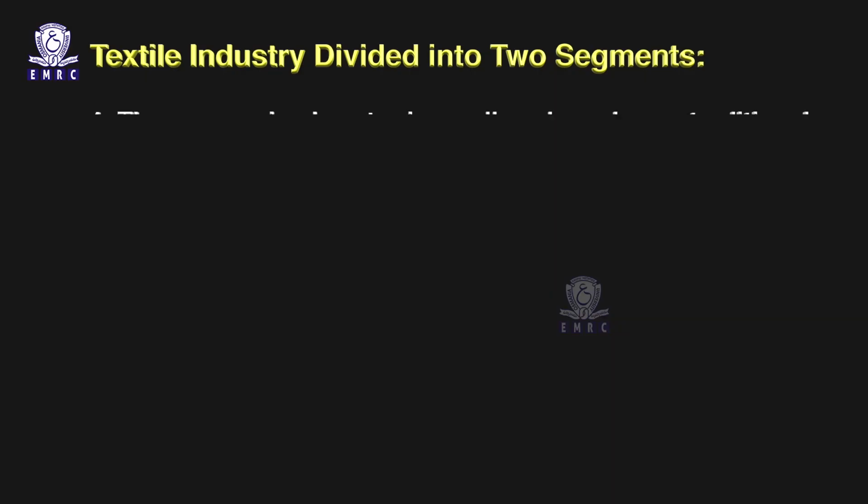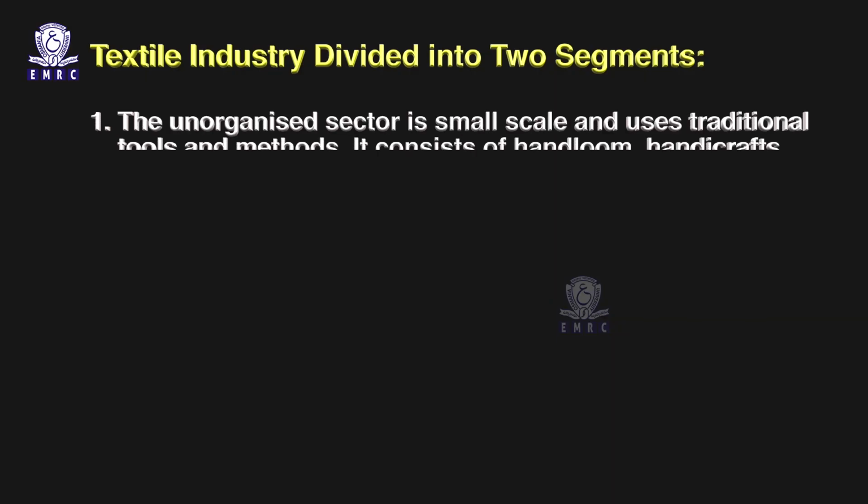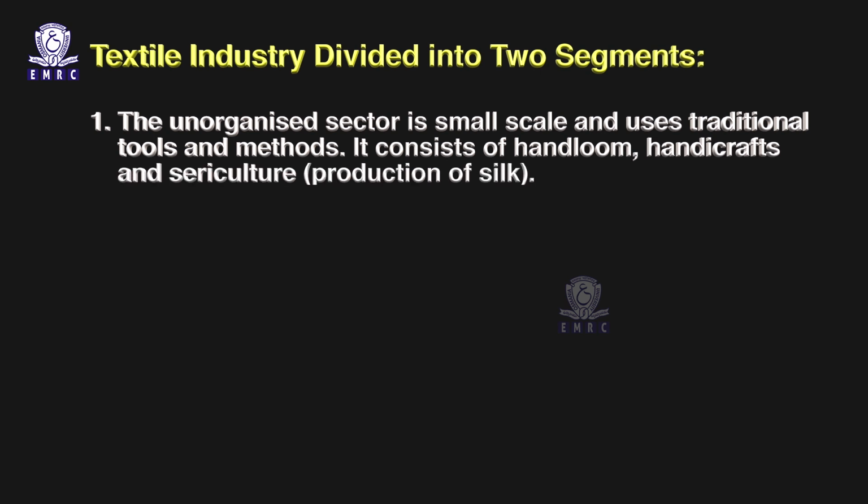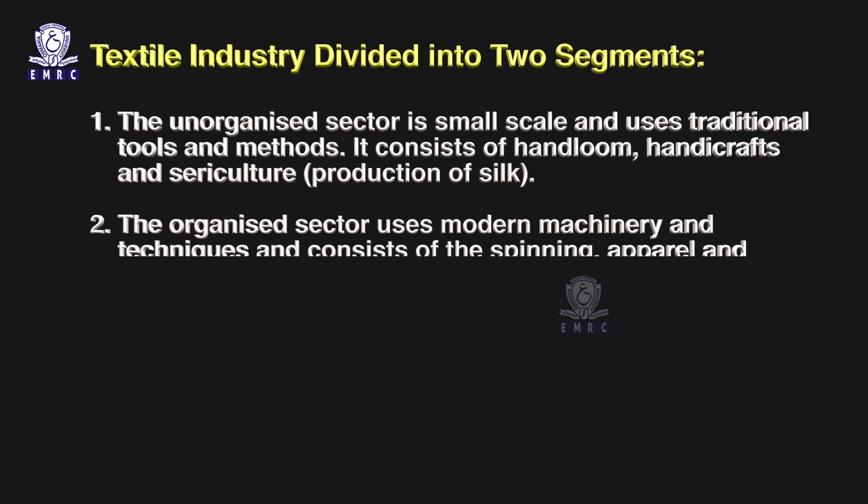It can be divided into two segments. The unorganized sector is small scale and uses traditional tools and methods. It consists of handloom, handicrafts and sericulture, the production of silk. And the next one is the organized sector, which uses modern machinery and techniques and consists of spinning, apparel and garment segments.